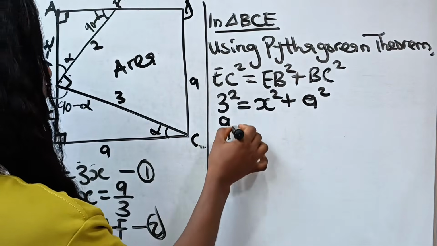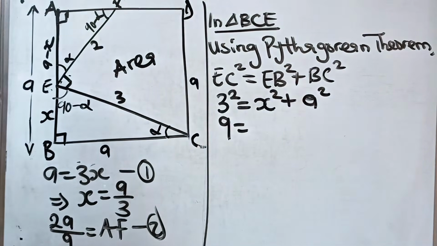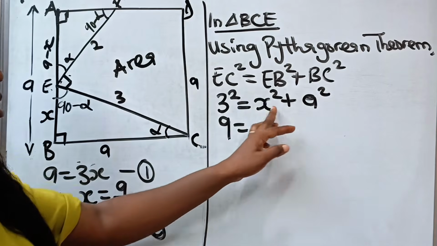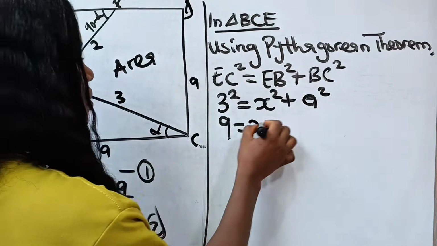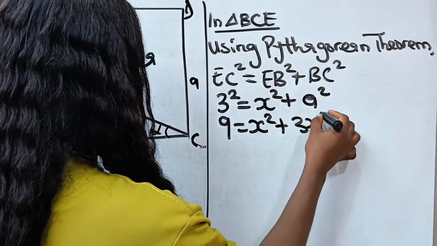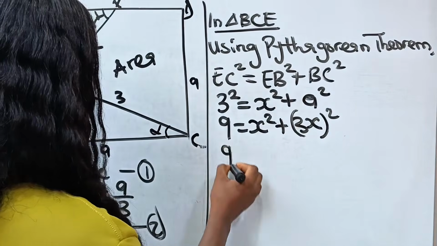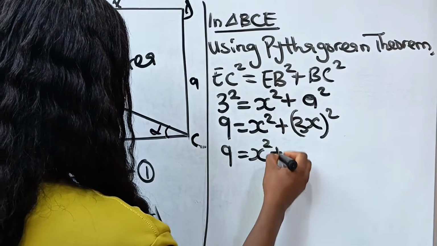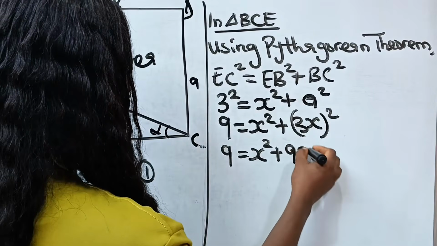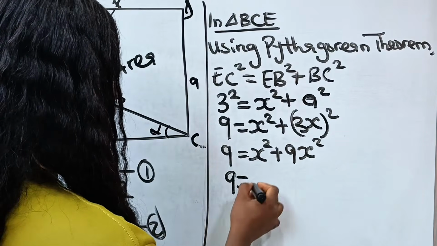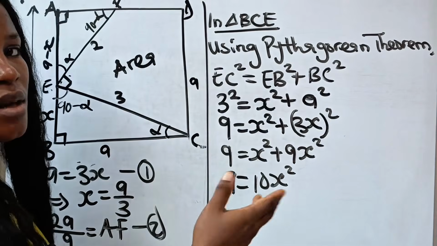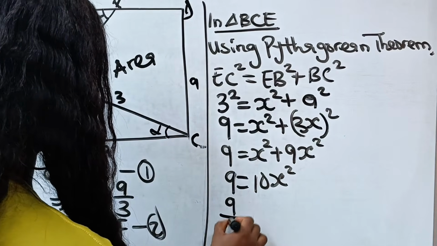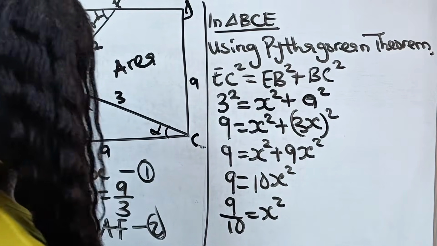Okay, so we have 9 is equal to, remember that our A is 3X, right? Let's substitute here so that we have everything in terms of X. So our A is 3X, so we have X squared plus 3X squared. So we have 9 is equal to X squared plus, now 3 squared is 9, X squared is X squared. So 9 is equal to 10X squared. So if we divide both sides by 10, we will have 9 over 10 is equal to X squared.